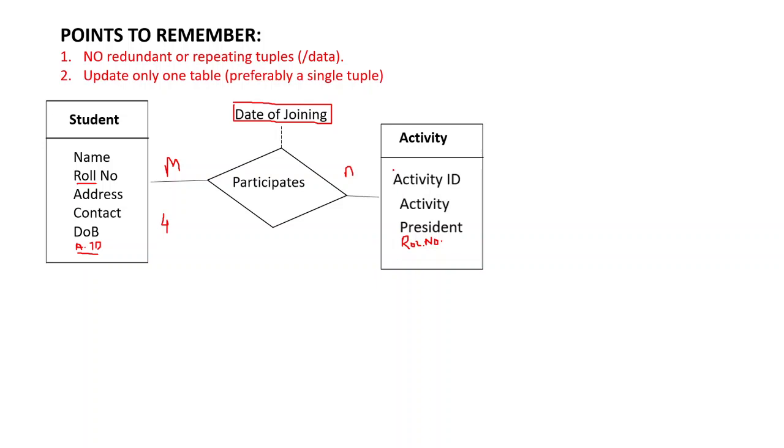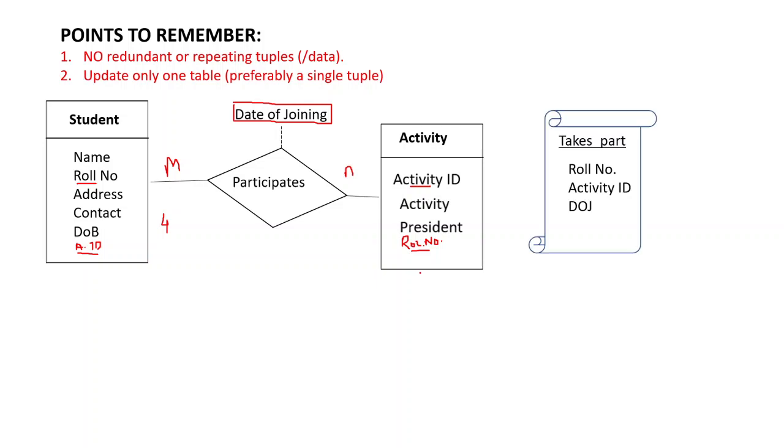So again, there will be repeating tuples if you try to merge this roll number into activity, and moreover, of course, your activity ID and roll number together have to be the primary key. So in this case, we will be creating one table for student, one table for activity, and now we introduce a new table, say takes part, and now takes part will contain the roll number, activity ID and date of joining. So this is basically a new table, which is the third table.